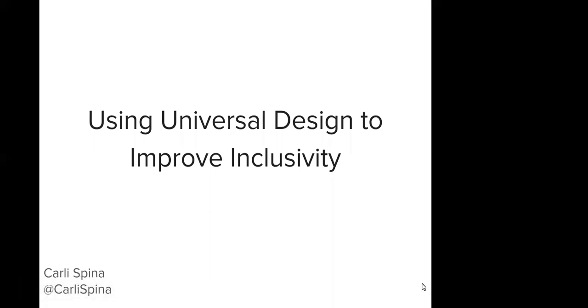Today's session will introduce the principles of universal design and explain how applying them in libraries can improve accessibility and inclusion. We are pleased to have Carly Spina, Associate Professor, Head of Research and Instructional Services at the Fashion Institute of Technology, presenting today. Thank you for being here with us, Carly. Whenever you are ready, the floor is yours.